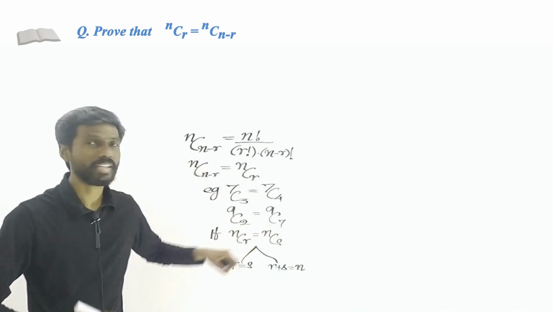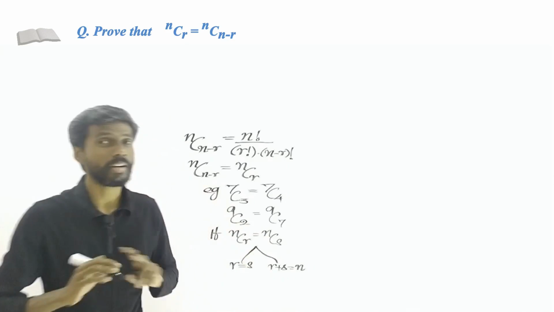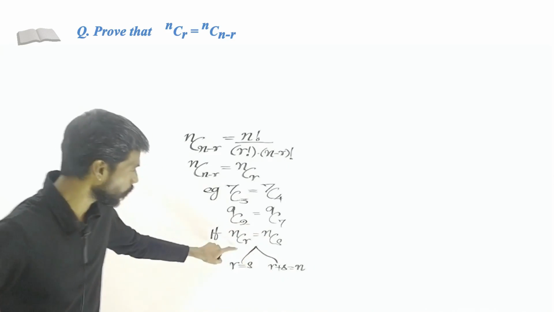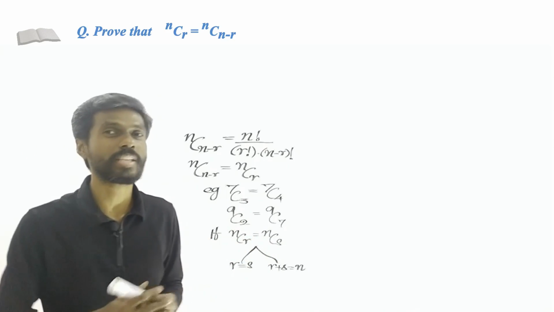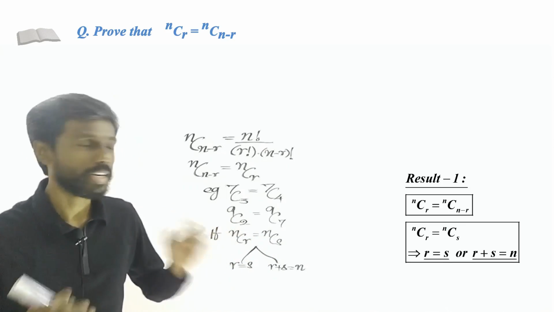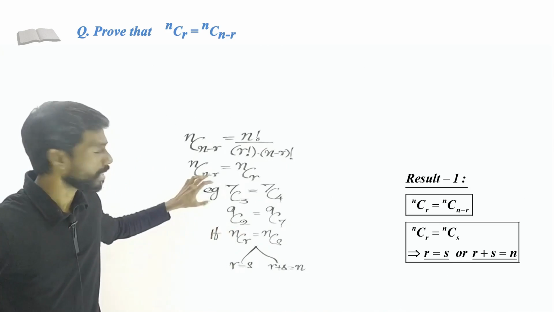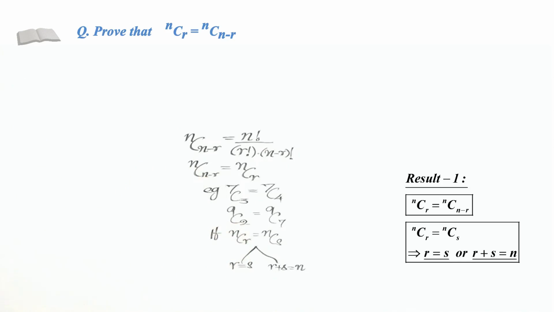So if nCr and nCs are equal, then r and s are related. How are they related? Maybe they are equal, or their sum is equal to n, right? So this is the first result, a very simple result which you are already familiar with. nCr is the same as nC(n-r).